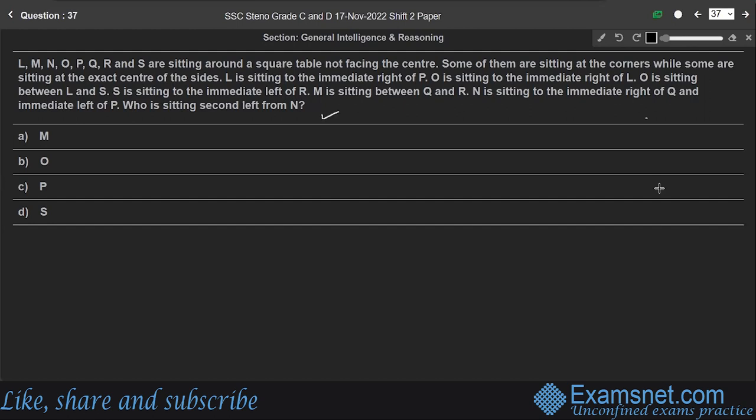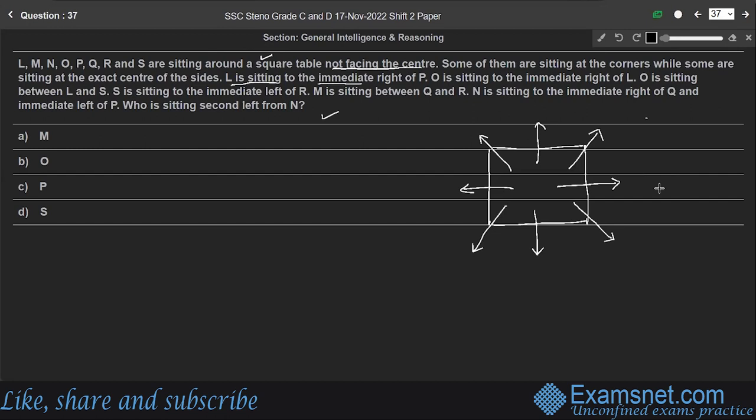Question 37. L, M, N, O, P, Q, R and S are sitting around a square table not facing the center. They are facing outside, right? So we'll consider 8 persons, who are sitting around a square table like this. So all are facing outwards, right? So 4, 5, 6th one, 7th person and 8th person. Like this, right? Some of them are sitting at the corners and some of them are sitting at the exact center of the sides, right? So we'll consider the first point.